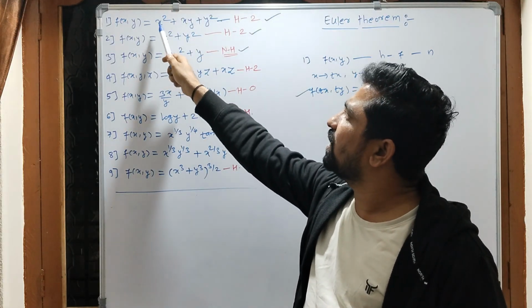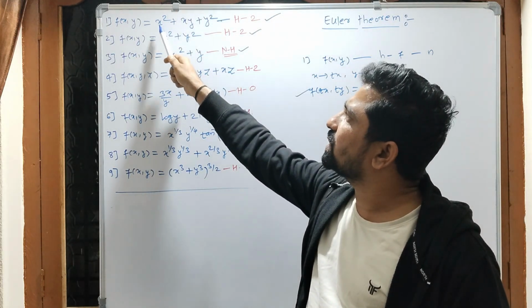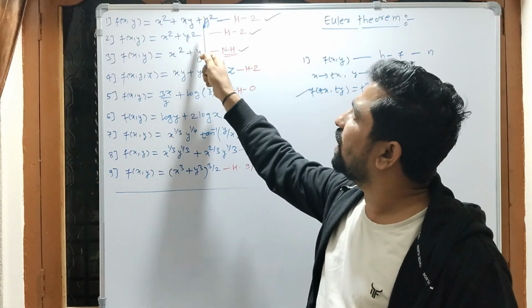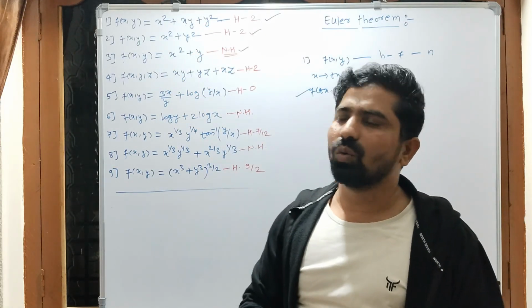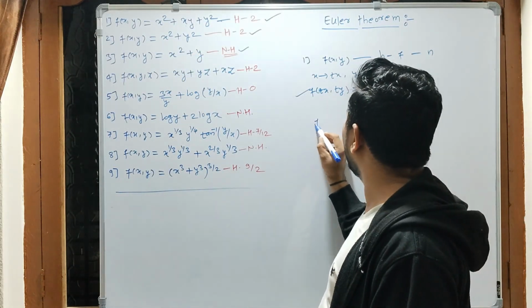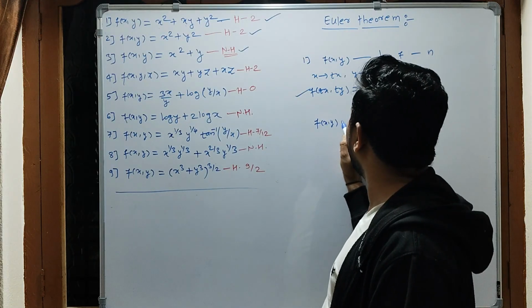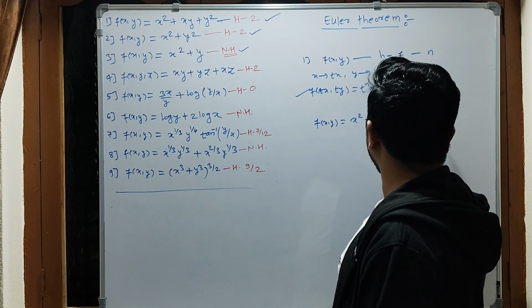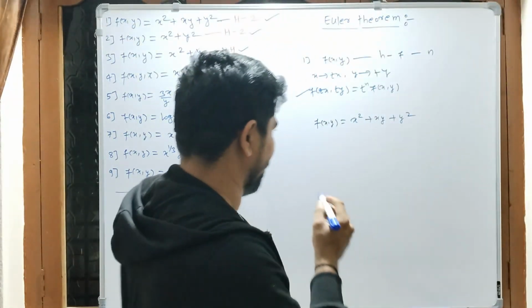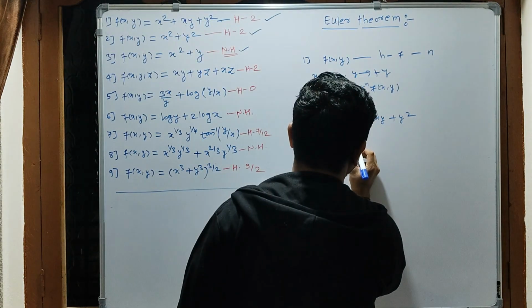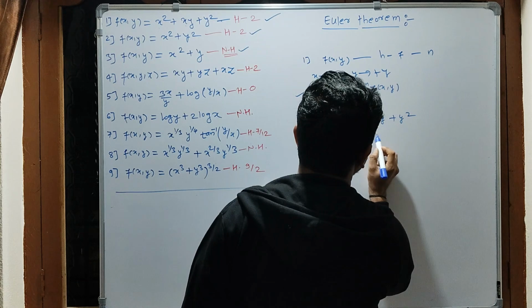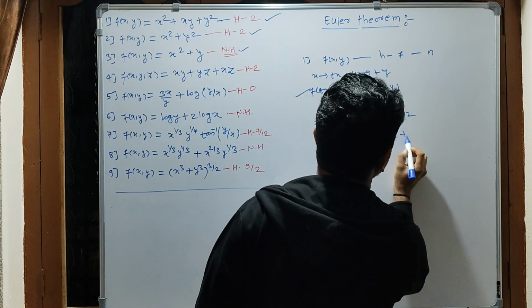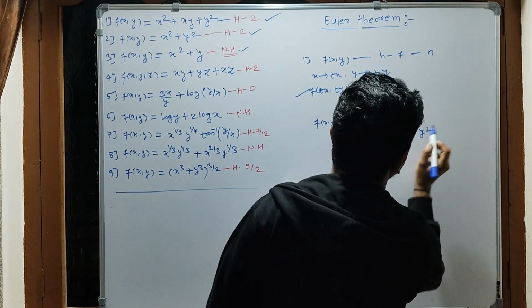So this function is homogeneous because the degree of the first term is 2, the degree of the second term is 2, and the degree of the third term is again 2. How to find it? Let me explain again. f of x, y equals x squared plus xy plus y squared. Write this same as y to the power 0 times x squared, plus xy, plus x to the power 0 times y squared.